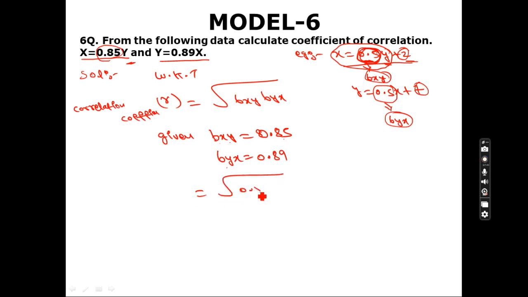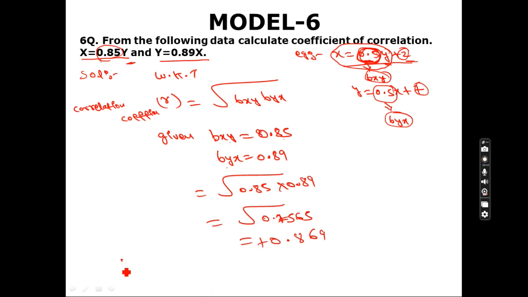So 0.85 into 0.89. If you multiply, you will get 0.7565. If you apply the root for this, you will get 0.869. We take plus, because here the two regression coefficients are positive.